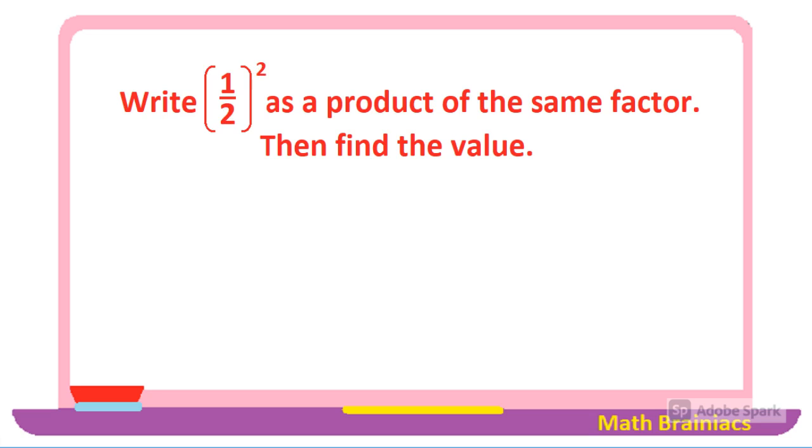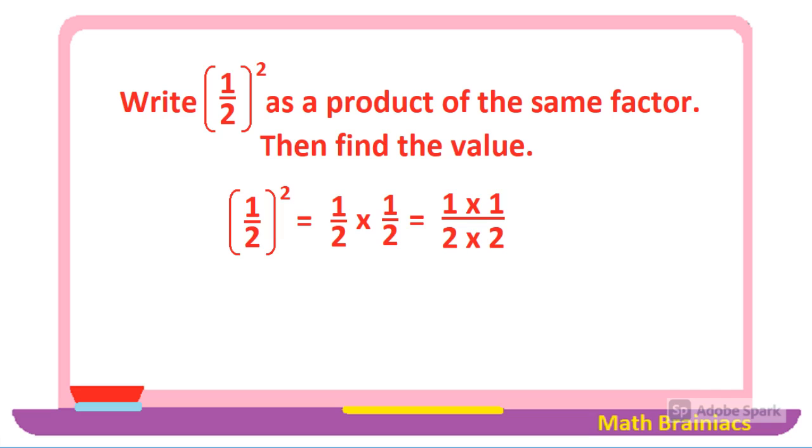Let us work on another example so that you can hit it off. Write 1/2 raised to the power of 2 as a product of the same factor. Then, find the value. The base is 1/2 and the exponent is 2. So, we're going to multiply the base 1/2 2 times. Since we are going to multiply the numerator with the numerator and the denominator with the denominator, 1/2 raised to the power of 2 will give us 1/4. It is easy, right?